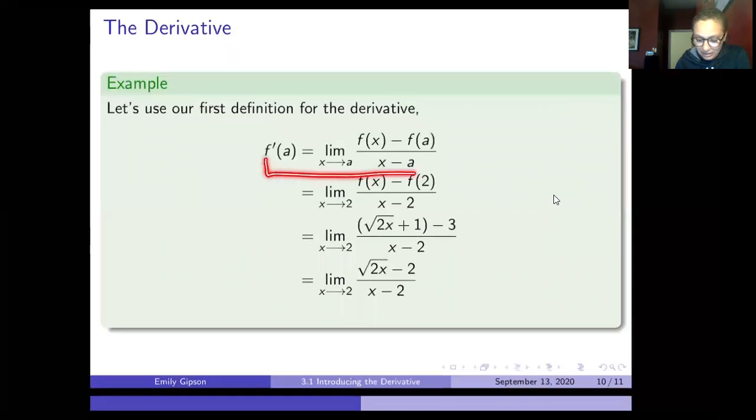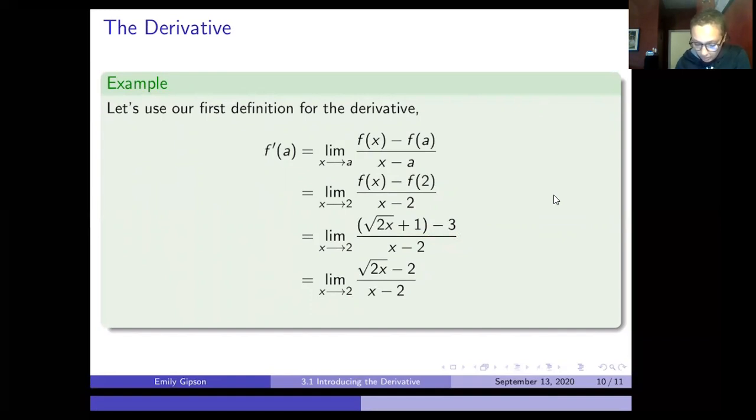F prime of A is equal to the limit as x approaches A of f of x minus f of A over x minus A. So I have f of x, which is square root of 2x plus 1, minus f of 2. Well, 2 times 2 is 4, square root of 4 is 2, plus 1 is 3. So I've got a minus 3 term. Positive 1 minus 3 is negative 2. So my limit actually becomes the limit as x approaches 2 of square root of 2x plus 1 minus 3, over x minus 2. And clearly we've got a problem.